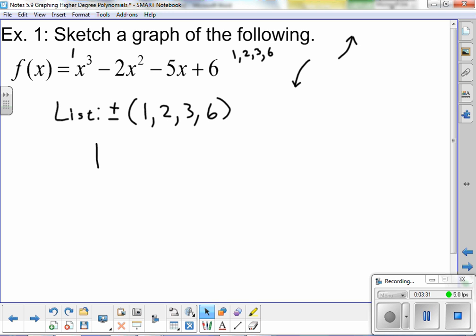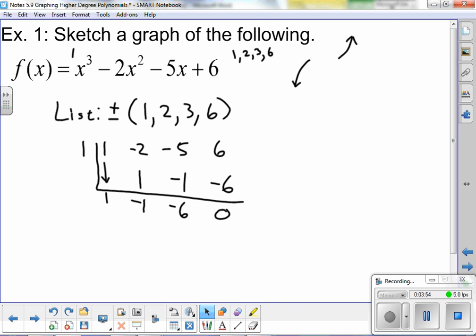So now we start testing. So we've got a 1, -2, -5, and a positive 6. First thing that we are going to test is 1. So let's try out a 1. I'll bring down 1. 1 times 1 is 1. -2 plus 1 is -1. -1 times 1 is -1. -5 plus -1 is -6. -6. And a 0. Yay. So we got a 0. That means that the 1 worked out. So x minus 1 is a factor. Then you rewrite your polynomial. That's going to be x squared minus x minus 6 equals 0.